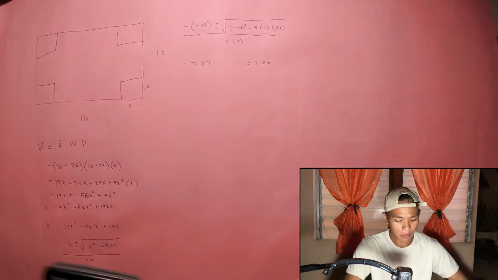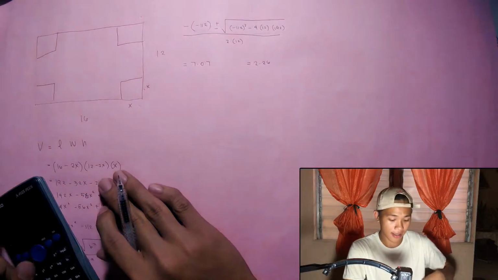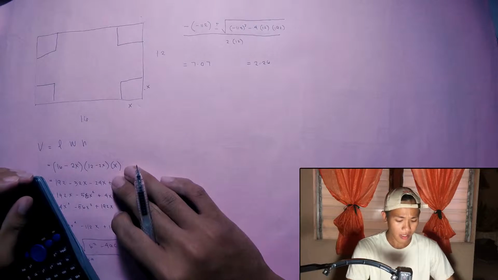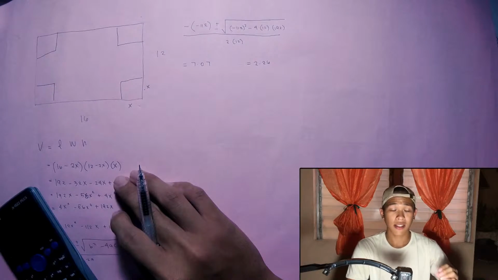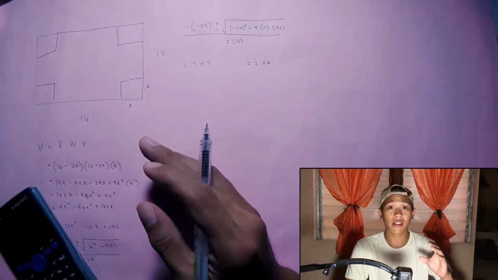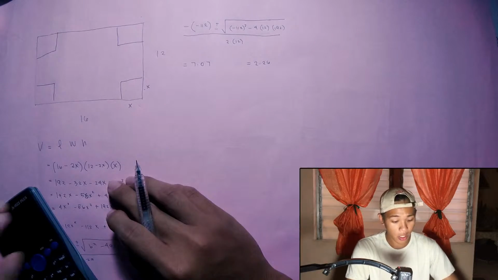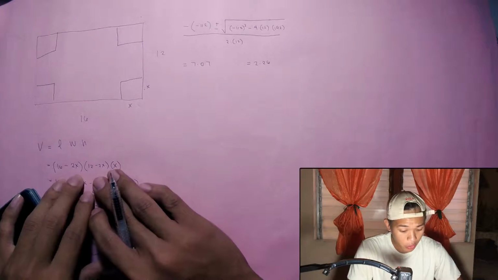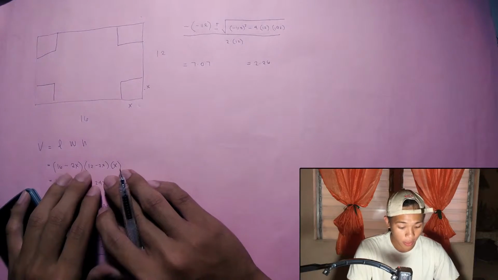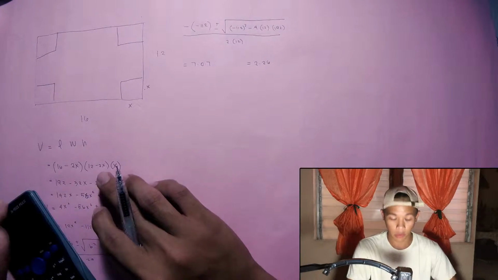So coming back to this equation, 16 minus 2x times 12 minus 2x times x. This is the formula for the volume. Since there is a physical cardboard sheet, the volume will not be 0 or negative. So for our equation over here, 16 minus 2x, and then 12 minus 2x. The smaller of these two is 12, so we will be dealing with 12.